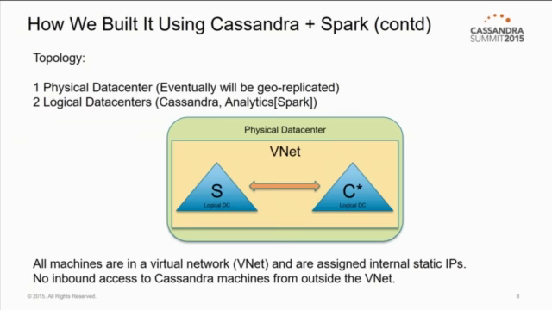We went with one physical data center. Eventually we want to geo-replicate, but for now, one data center with two logical data centers, one for Cassandra and then one for analytics. So in order to deploy these, we decided to put them all in a VNet, assign static IPs, separate roles into different subnets, and then be able to ACL all the endpoints to the subnet so that we aren't exposing our backends to the internet where any zero-day flaw can then let someone come in and steal all of our data, which is pretty bad for us.